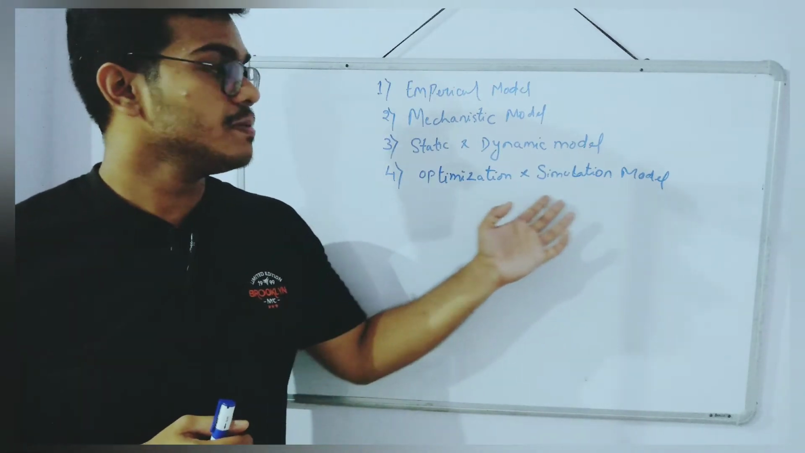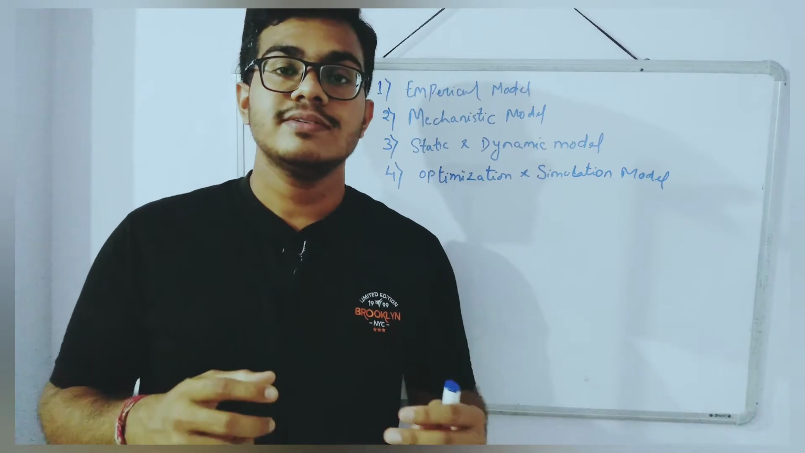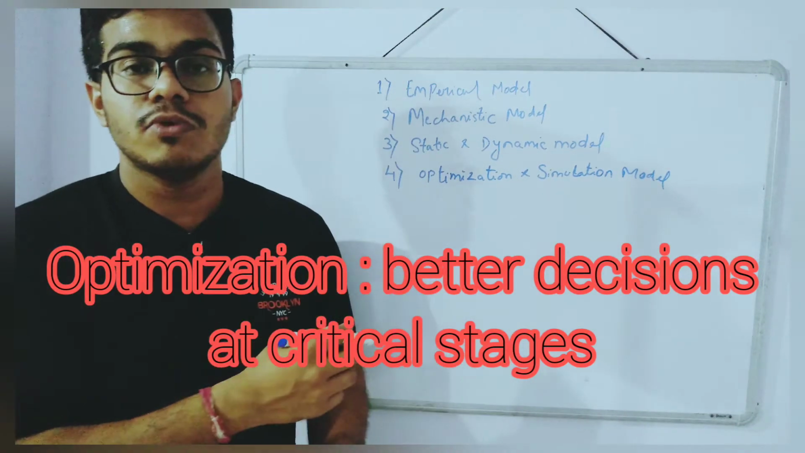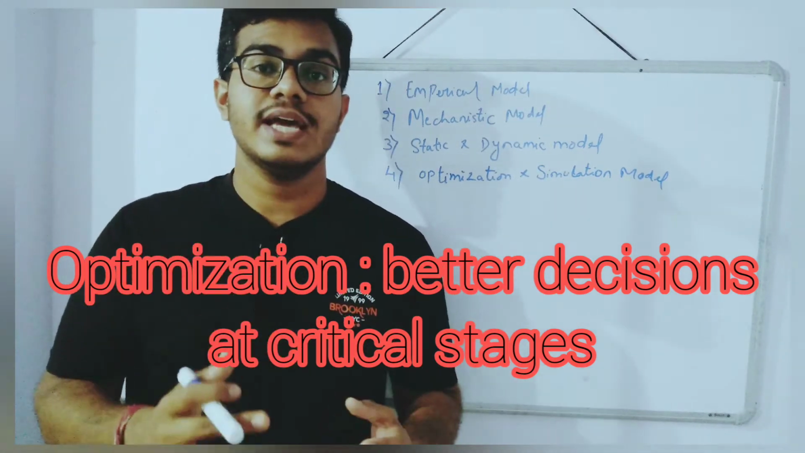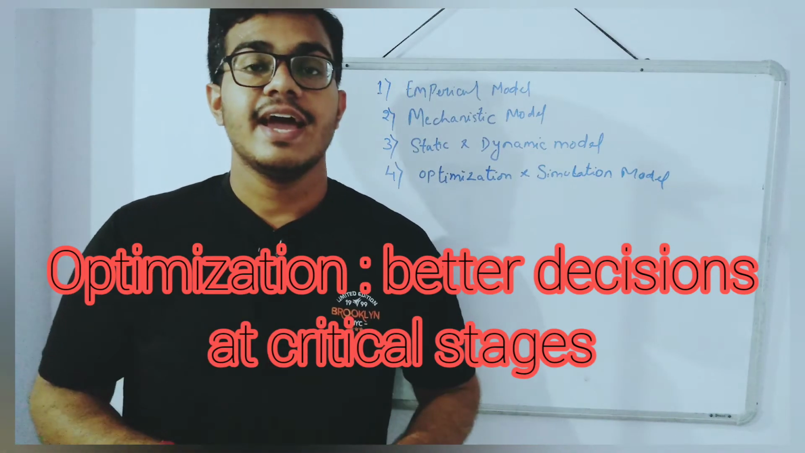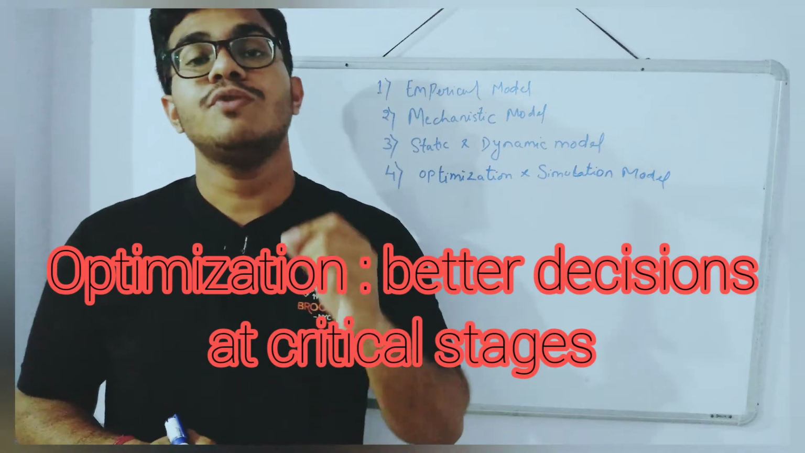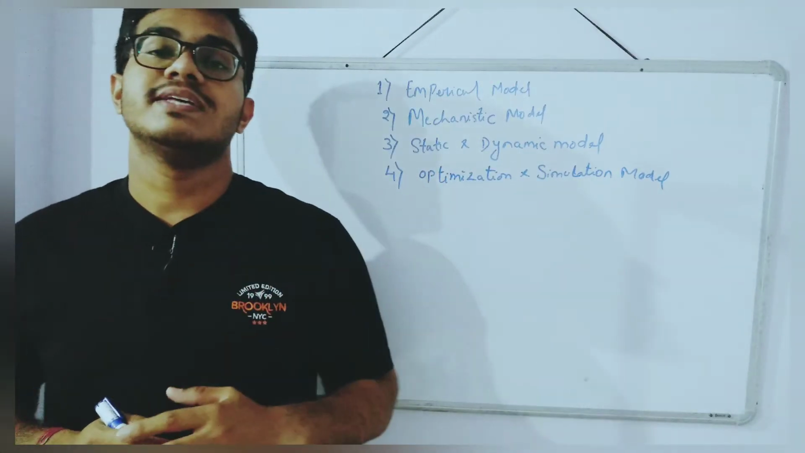So coming to the optimization and simulation models. Optimization itself means to optimize. This optimization model is very efficient in conditions where we have to take better farm management decisions at critical periods, at critical growth periods of crops. When we need to take better management options, then we can go for optimization models.